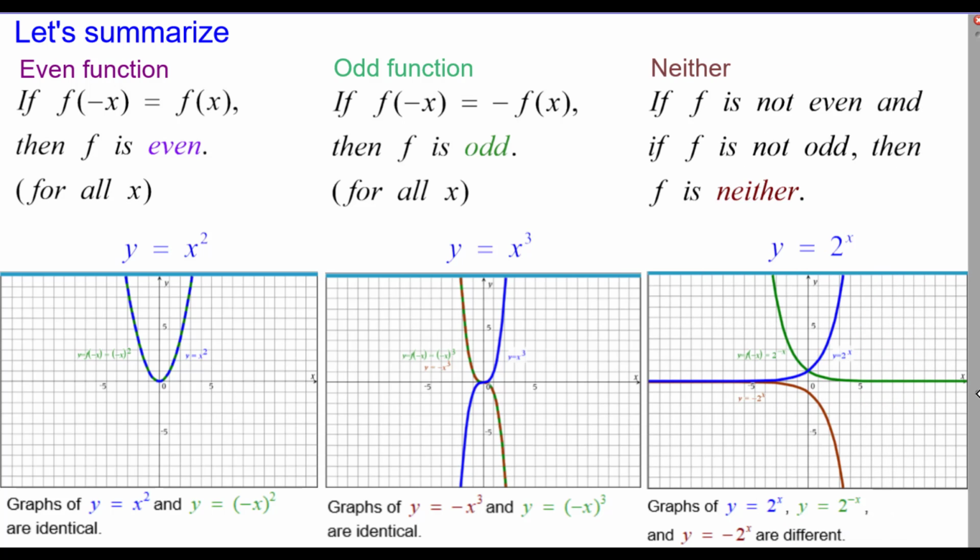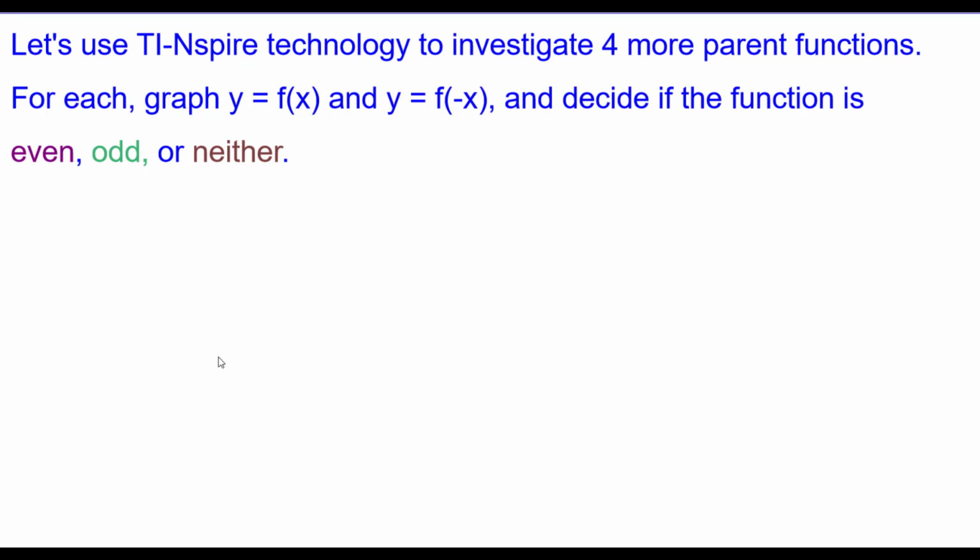And then here's one that is neither. y equals 2 to the x. Blue is the parent function. Green is the f at the opposite of x. And here the brown is opposite of f of x. All very different. This function right here, y equals 2 to the x, is neither. Press pause as needed. Let's use TI-Nspire technology to investigate 4 more parent functions. For each, graph y equals f of x and y equals f at the opposite of x, and decide if the function is even, odd, or neither.